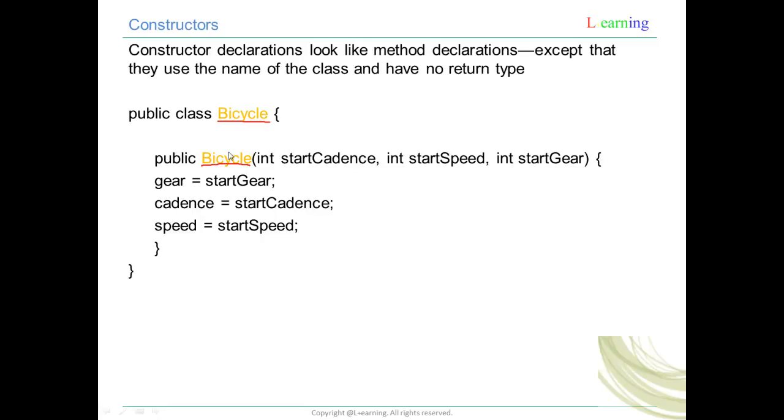If you observe over here, this particular method public Bicycle is a constructor because it has the same name as the class and it has no return type. A constructor can definitely have an access modifier, but it cannot have a return type. So this is the way you can declare a constructor, where the name of the method should be the same as the name of the class and it should have no return type.